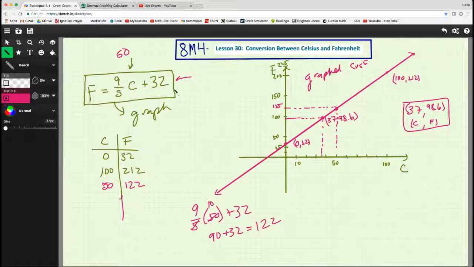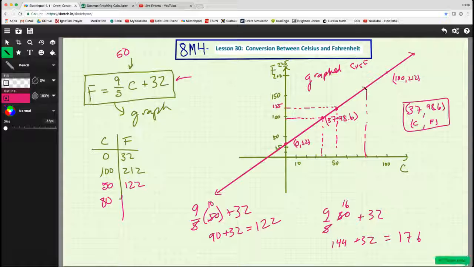So I could say also if Celsius is 0, Fahrenheit is 32, and I can ask all kinds of questions. I could say, well, what if Celsius is 80? I'd go, well, 9/5 of 80. Well, that's 5 into 80, that's 16. 9 times 16 is 144, plus 32 equals 176. So let's see, 80, that's right here.